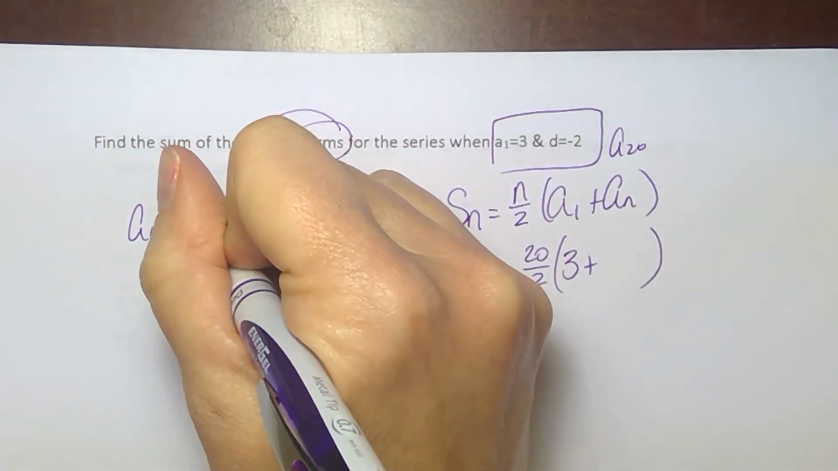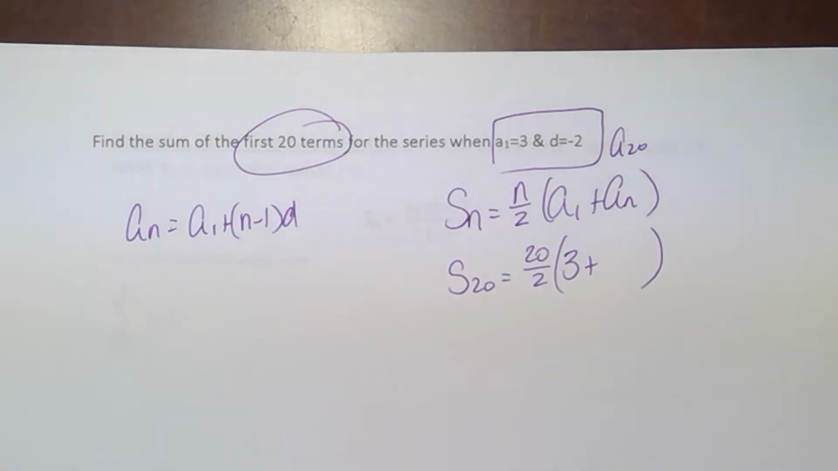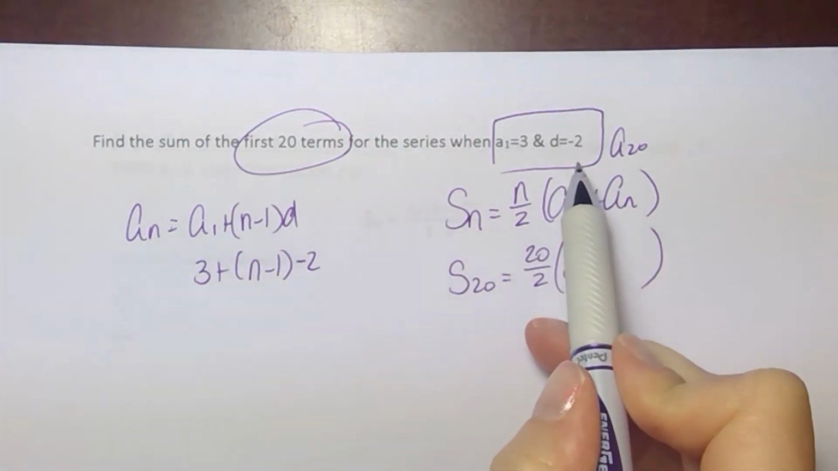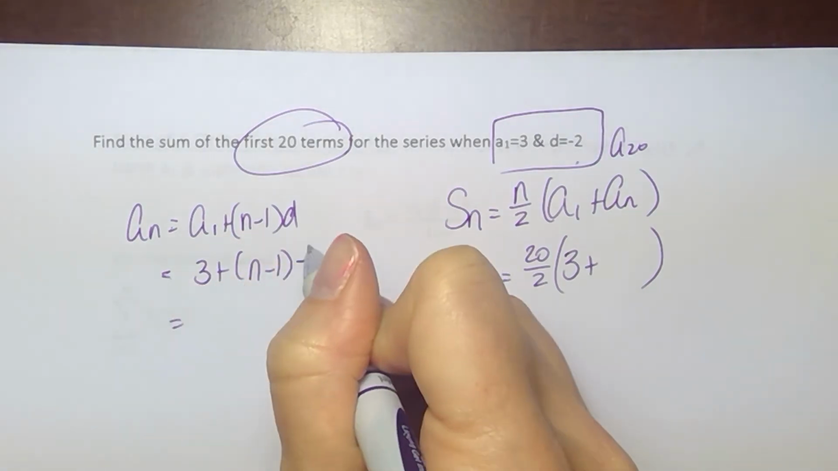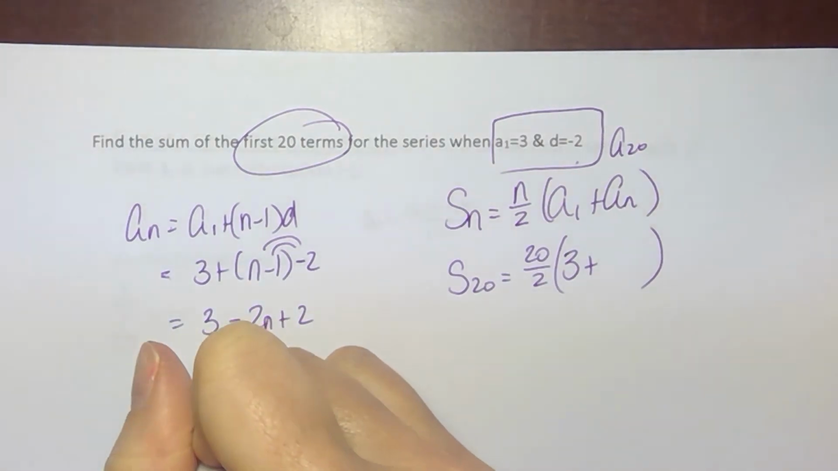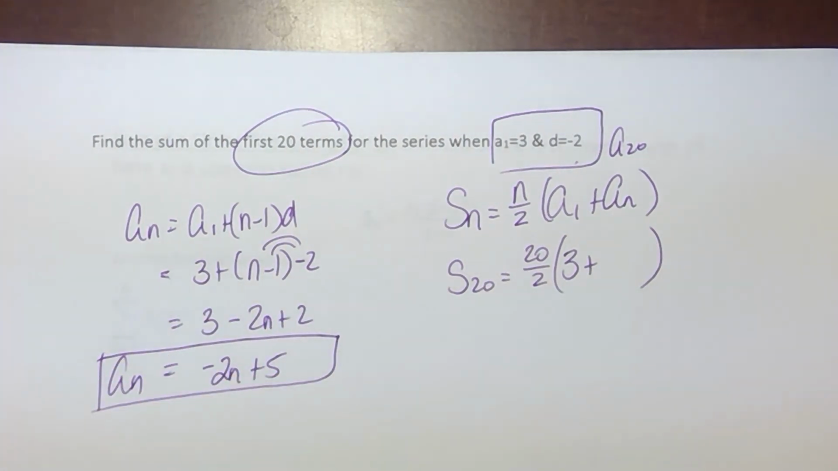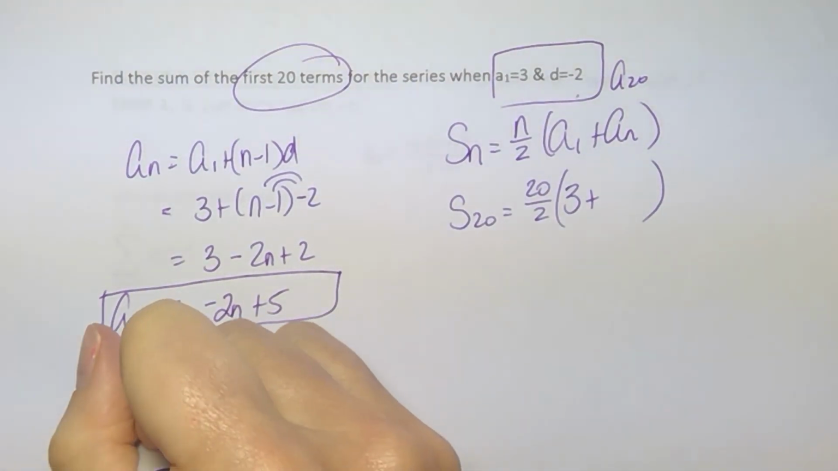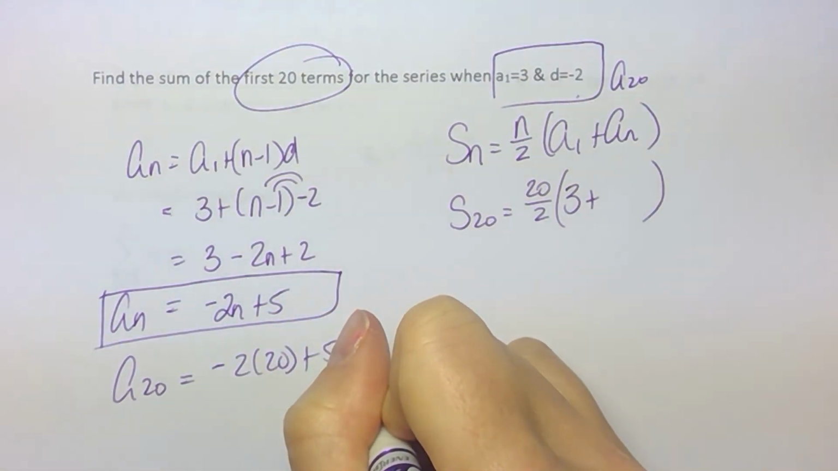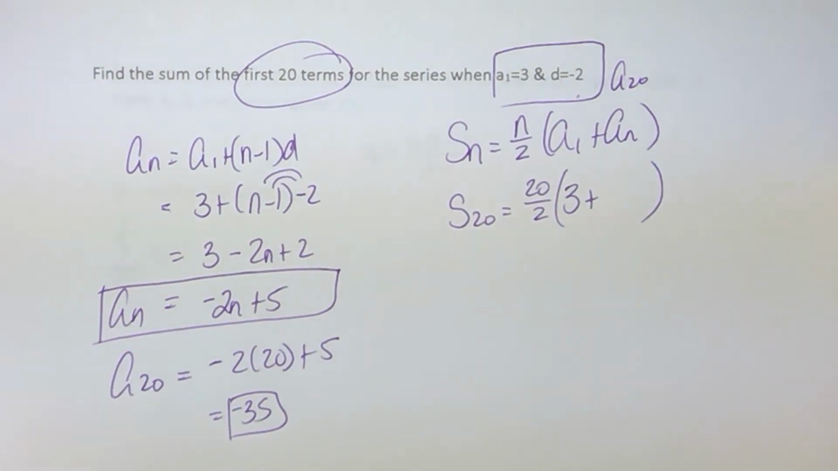My general term for an arithmetic sequence takes the first term plus n minus 1 in parentheses times d. Well, my first term is 3 plus n minus 1 times a negative 2 for my common difference, which gives me, when I distribute that, 3 minus 2n plus 2, which is negative 2n plus 5 as my general term. Once I have my general term, then I can find my 20th term. So I have negative 2 times 20 plus 5. Negative 40 plus 5 is negative 35 for my 20th term.